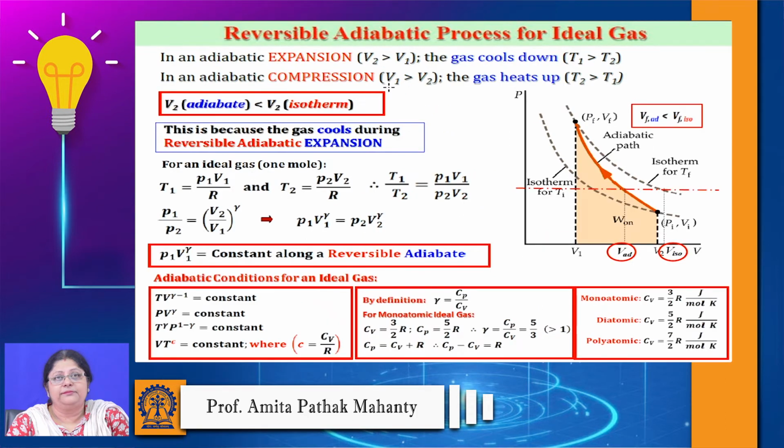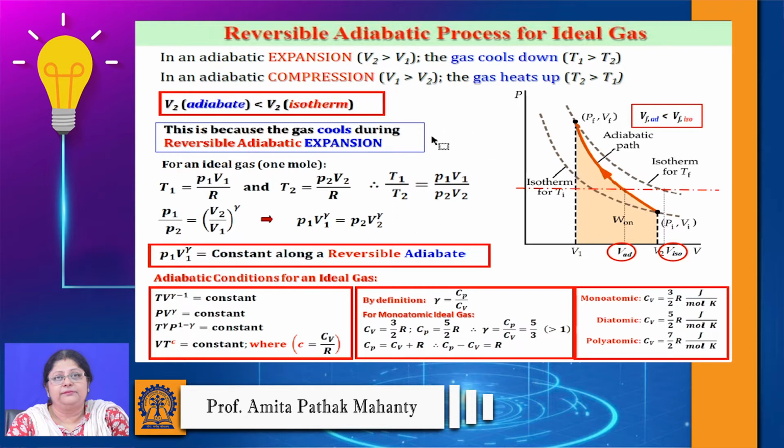So in an adiabatic expansion, what happens? Expansion means the final volume is going to be more than the initial volume. The gas will cool, temperature will fall. And as you do a compression, the volume is going to reduce, so the final volume will be less than the initial volume, and the gas will heat up.